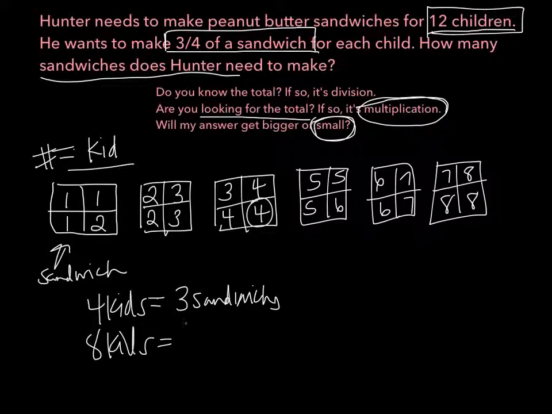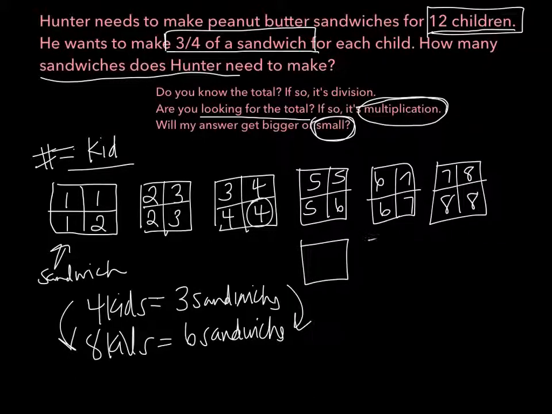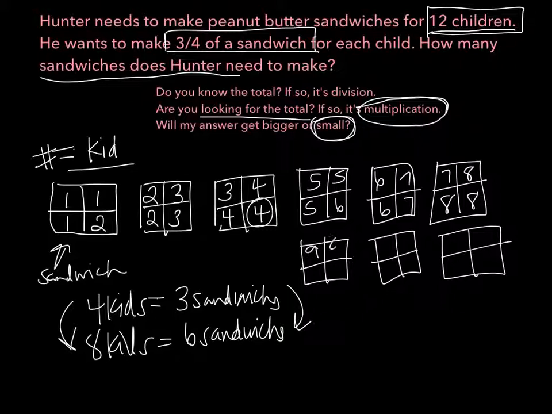And I have now drawn 6 sandwiches. And I like to stop at these points so I can find patterns. So right now, my numbers are doubling. So I'm going to draw a few more sandwiches, cut them into fourths. 3 pieces for kid 9, 3 for kid 10, 3 for kid 11, and it works out perfectly.